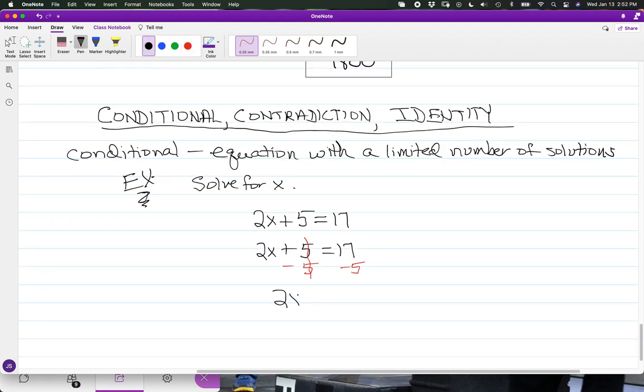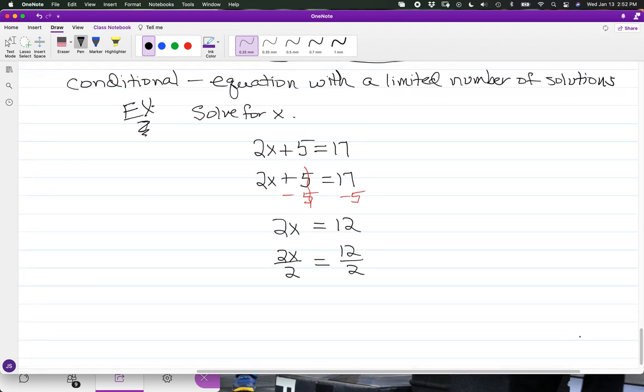So on the left-hand side we have 2x, and to the right we have 17 minus 5, which will be 12. And then undoing the multiplication by 2, by dividing both sides by 2, it's going to follow that 2x over 2 comes out to the desired x, and 12 divided by 2 is 6. So you have a limited number of solutions, with only one solution, x is equal to 6.